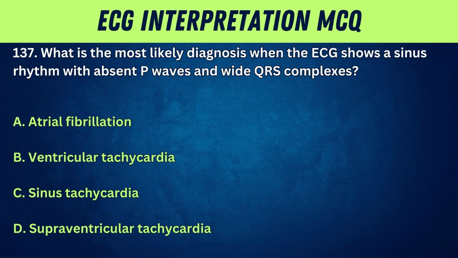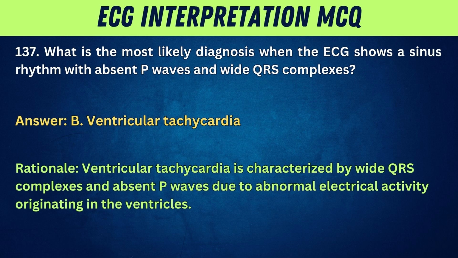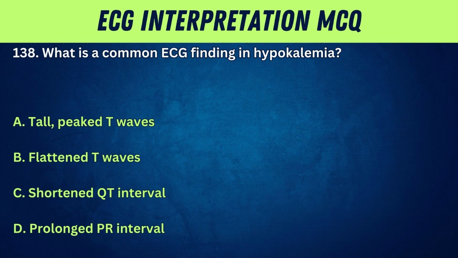Sinus tachycardia. D. Supraventricular tachycardia. Answer: B. Ventricular tachycardia. Rationale: Ventricular tachycardia is characterized by wide QRS complexes and absent P waves due to abnormal electrical activity originating in the ventricles. 138. What is a common ECG finding in hypokalemia?